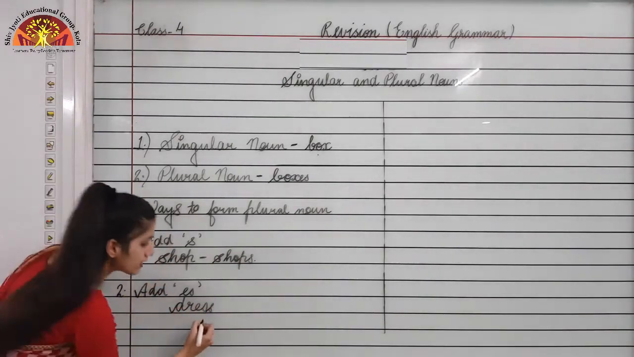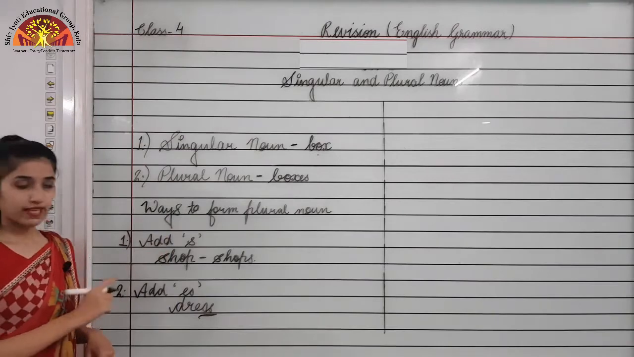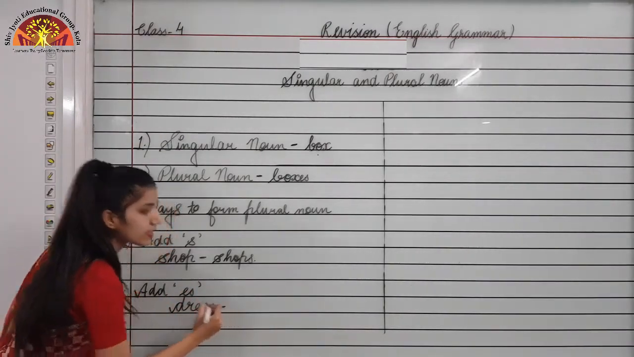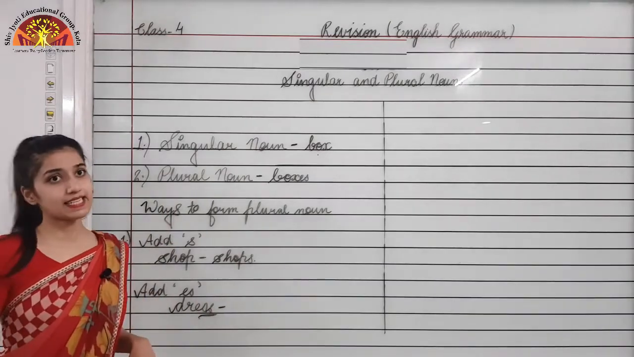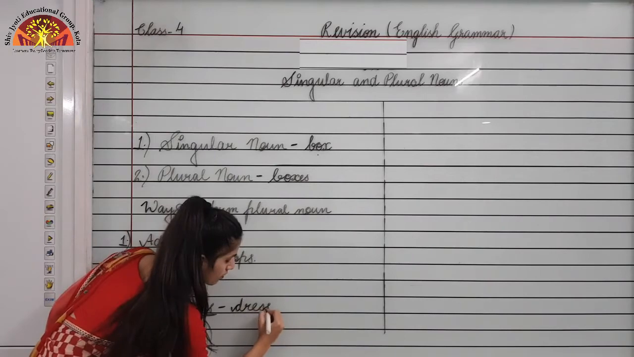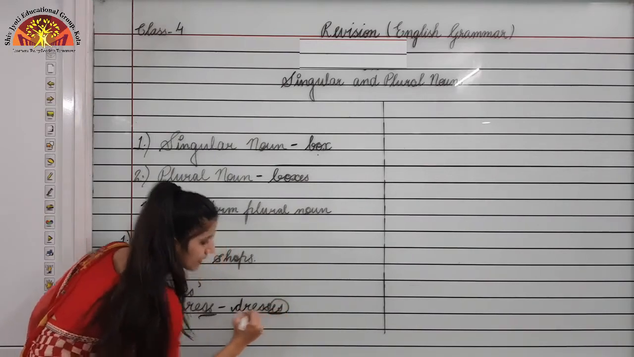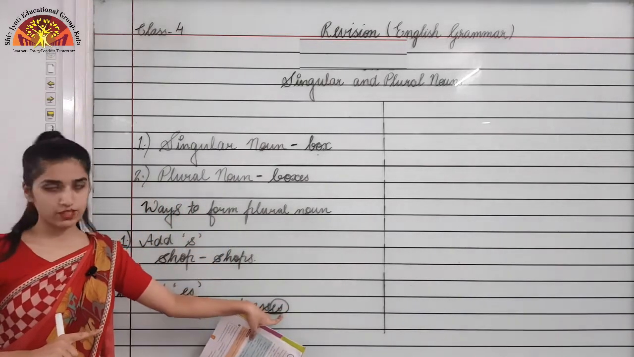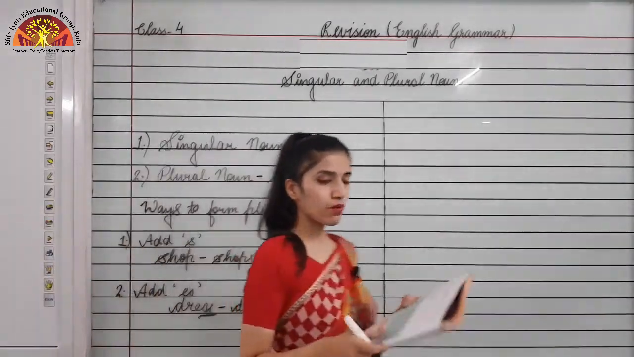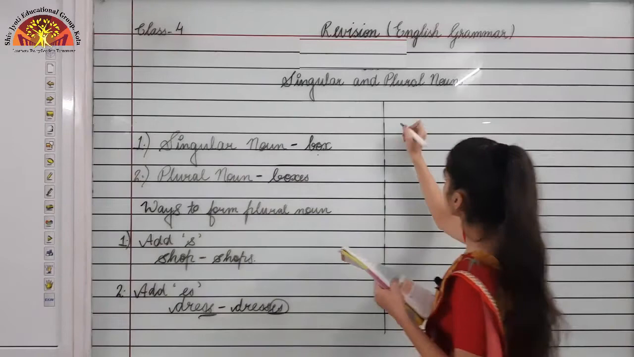Some examples I can give, like dress. It's ending with double s, right? That means it's having a hissing sound. So what we will do to make its plural? We will add es in the last. That is dresses. We just added es. You can see it over here. So this was rule number second. Now rule number third.